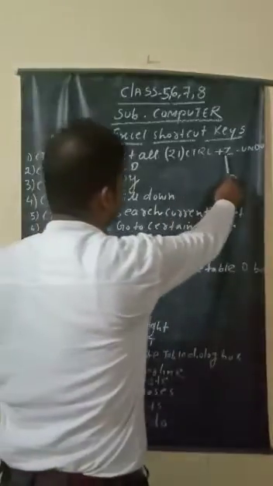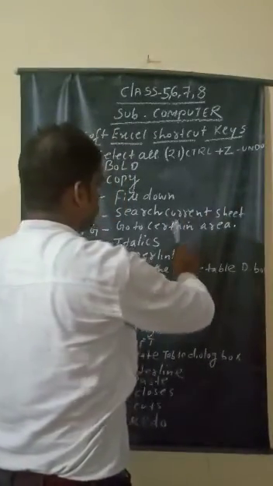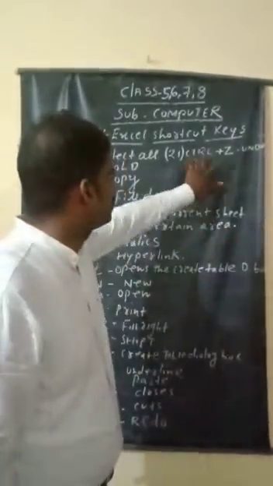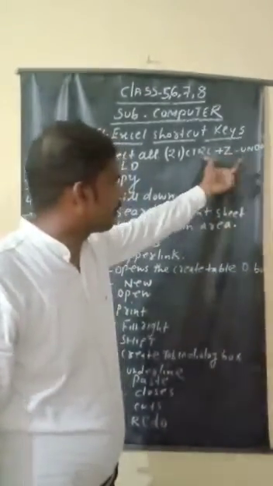And lastly, Control plus Z is to undo. Suppose your page totally disappears from the screen, and you press Control plus Z, all the documents are present again through undo.